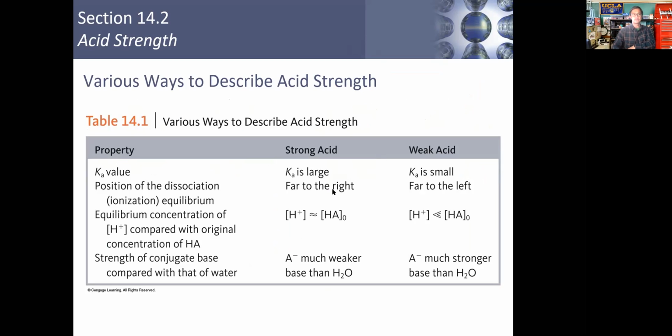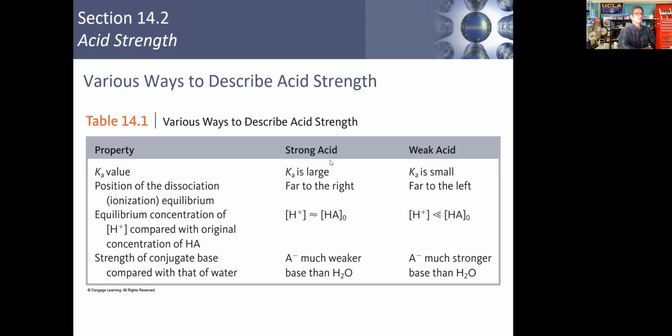That means the dissociation for the strong acid favors the product. The dissociation at equilibrium for weak acids favors the reactant. That's what it means: so far to the right, far to the left. Which means the concentration of the hydrogen ion is almost going to be the same, and you saw that in the previous graphic, as the starting concentration of the undissociated acid itself. HA initial here means the initial concentration of the undissociated acid, which is almost going to be equal to the concentration of the hydrogen ion.